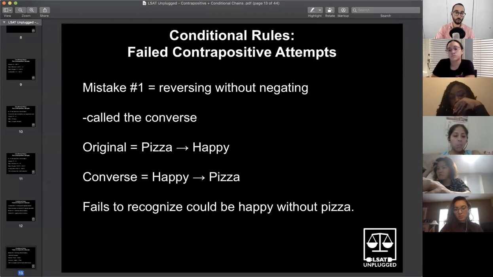All right, so that was the fallacy of the converse, the flaw of the converse, reversing without negating. Again, no good.